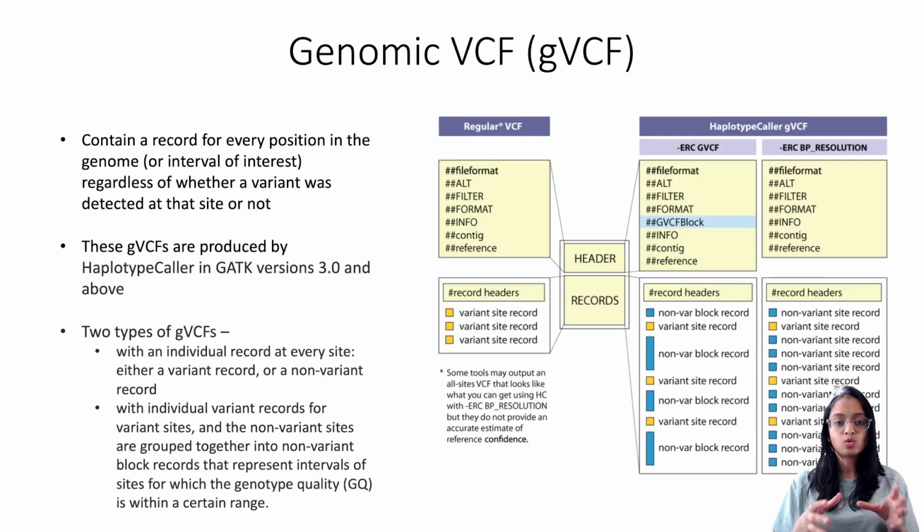Unlike VCF files, which only record variant sites, genomic VCFs contain a record for every position in the genome, regardless of whether it is a variant or a non-variant. These genomic VCFs are generated by a GATK program called HaplotypeCaller in GATK versions 3 and above. And there are two types of genomic VCFs that you can produce. One is where there is an individual record for every site, whether it's a variant or a non-variant. The other type would contain individual variant records for variant sites, followed by non-variant sites which are grouped together into a non-variant block of records.